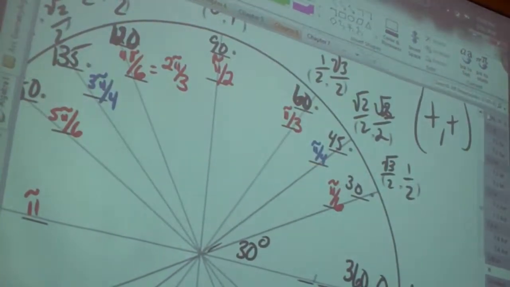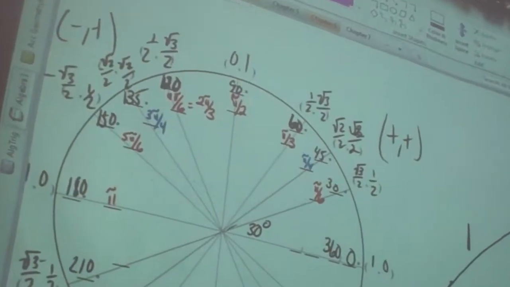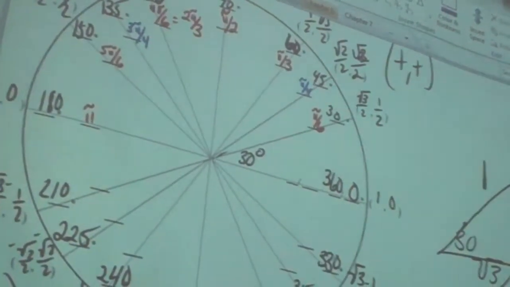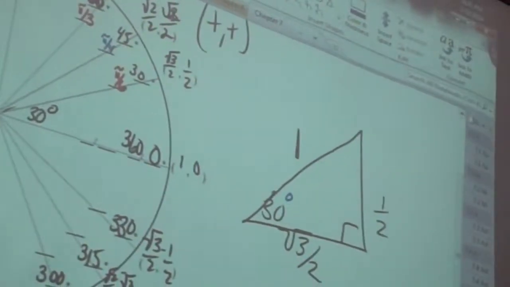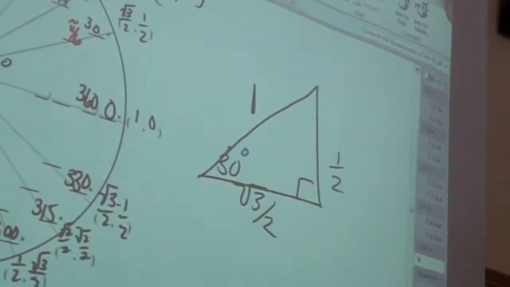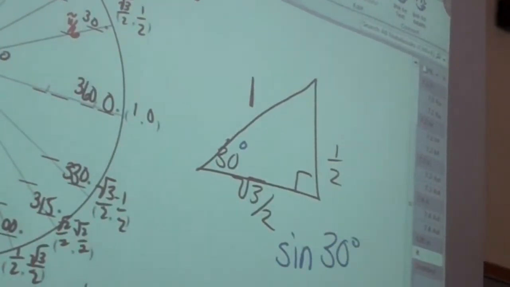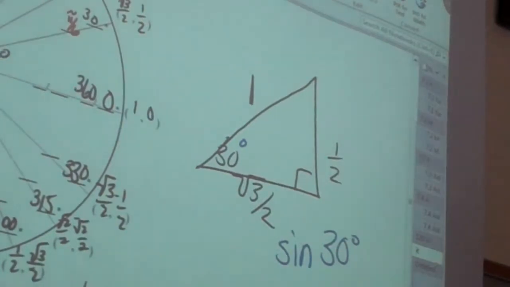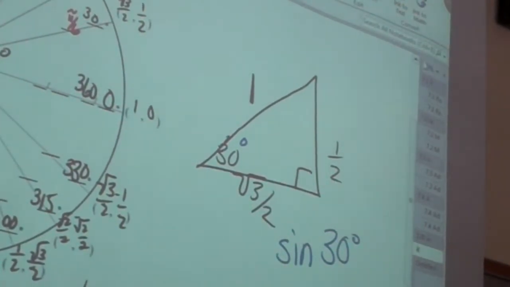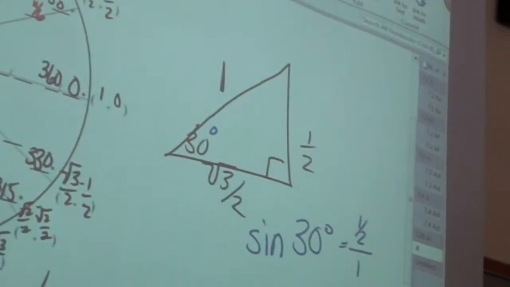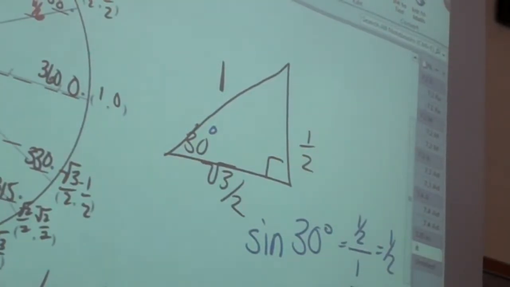Okay? Now, why are those important? Well, because let's look at this 30 degrees over here. When I talk about 30 degrees, and let's say that I'm talking about sine of 30 degrees. What is sine of 30 degrees? Opposite over hypotenuse, which is what? 1/2 over 1, which is 1/2. Let's talk about cosine of 30 degrees. What is that one going to be? Adjacent over hypotenuse. So square root of 3 over 2 over 1. That gives you square root of 3 over 2.